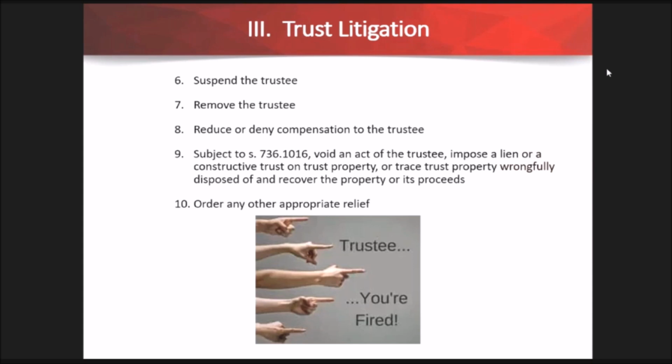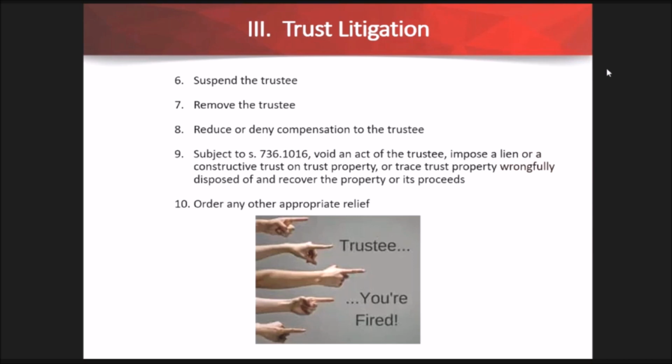Subject to Section 736.1016, you can void an act of the trustee, impose a lien or constructive trust on trust property, or trace trust property wrongfully disposed of, and recover the property or the proceeds. This comes up a lot in the case of a trustee doing an inside sale to maybe a family member or a friend and giving them a good deal, and then you go back and you try to undo it. Where it doesn't work is when it's been a true innocent third-party purchaser or something like that.